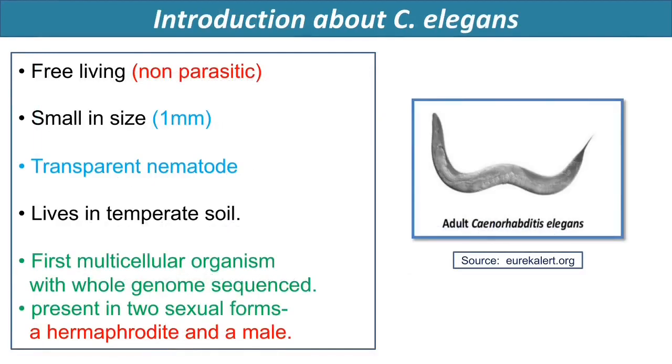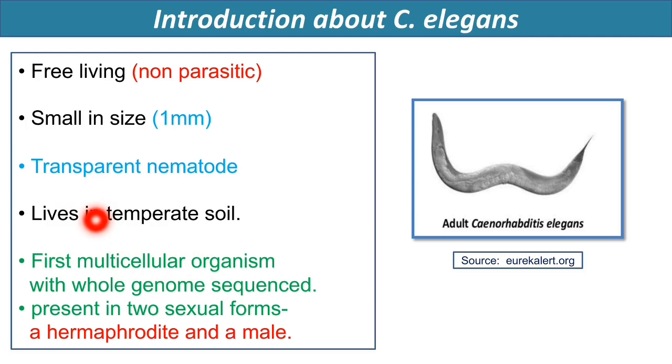Now coming to the first point, that is the introduction of C. elegans. Here we will discuss a few characteristics of the organism. C. elegans is a free-living microscopic nematode which is non-parasitic in nature. It is small in size, about 1 millimeter in length. It is also known as a roundworm, it is transparent, and it was the first multicellular organism to have its whole genome sequenced.